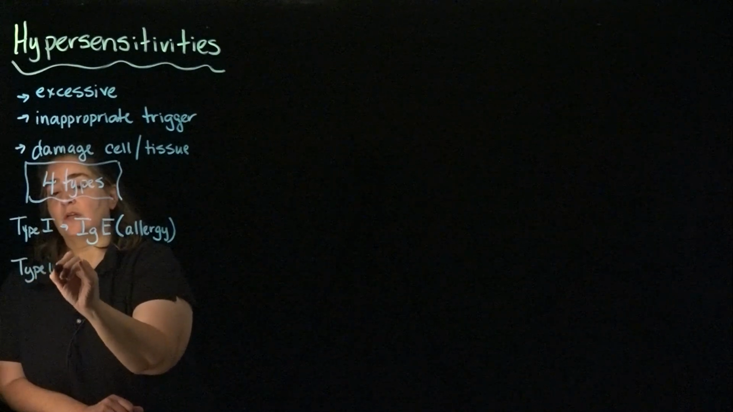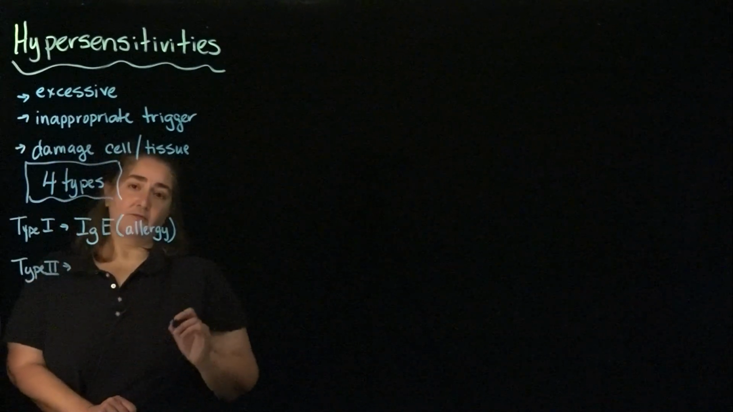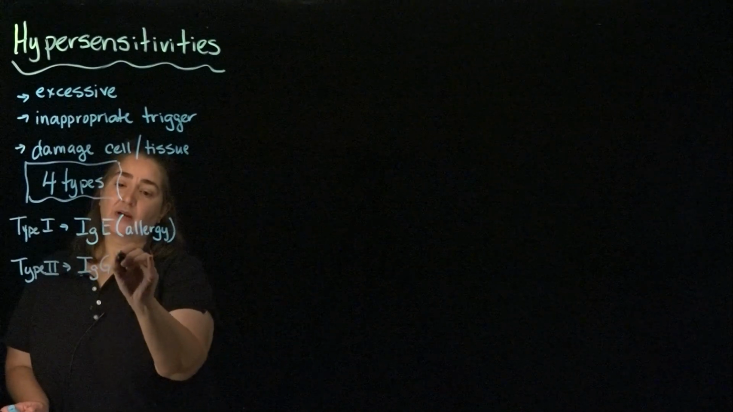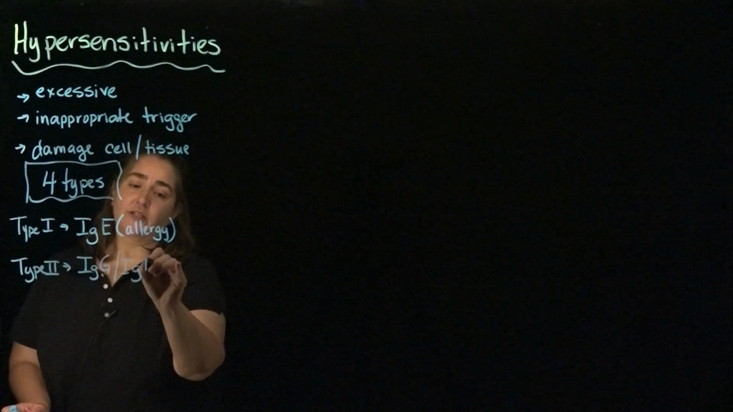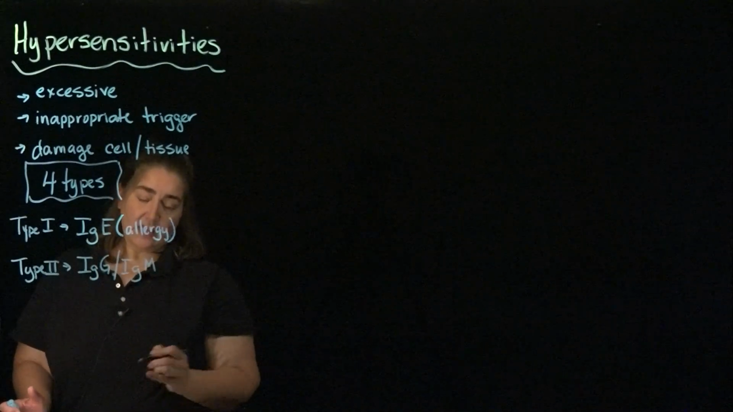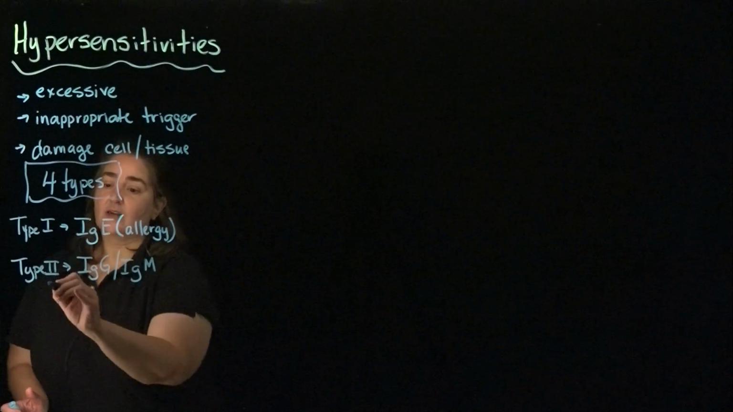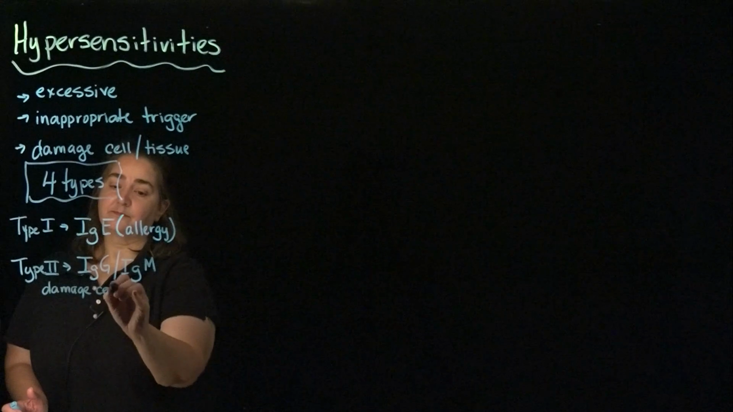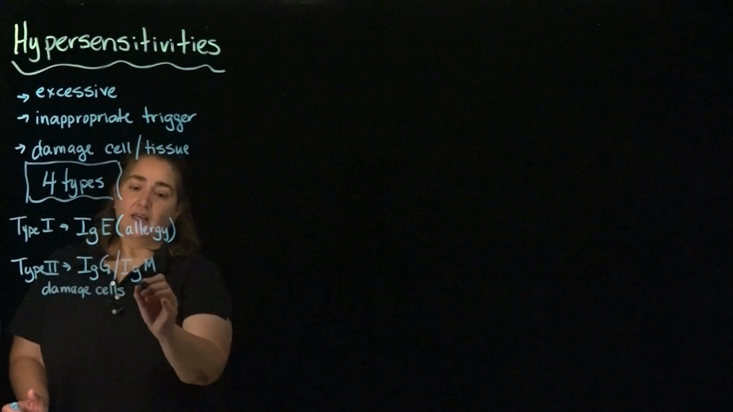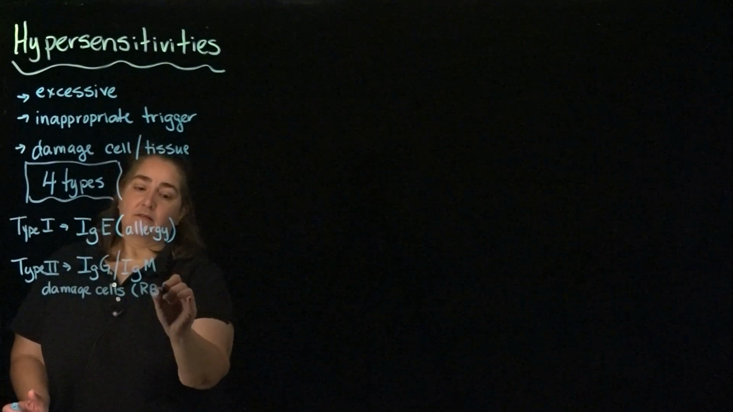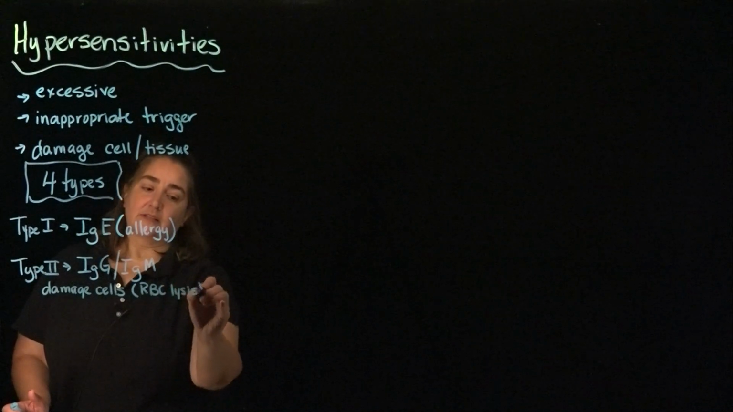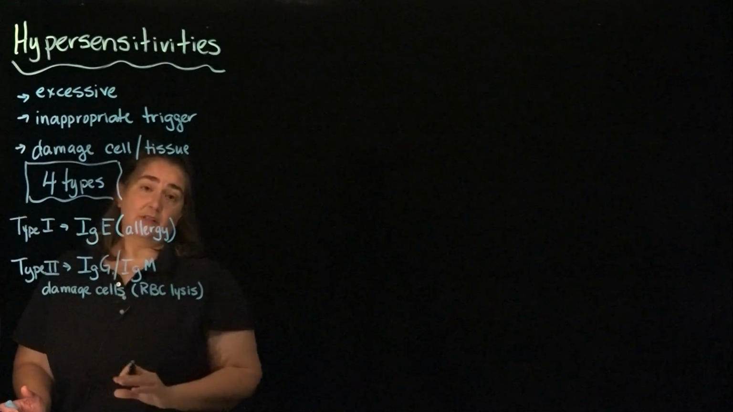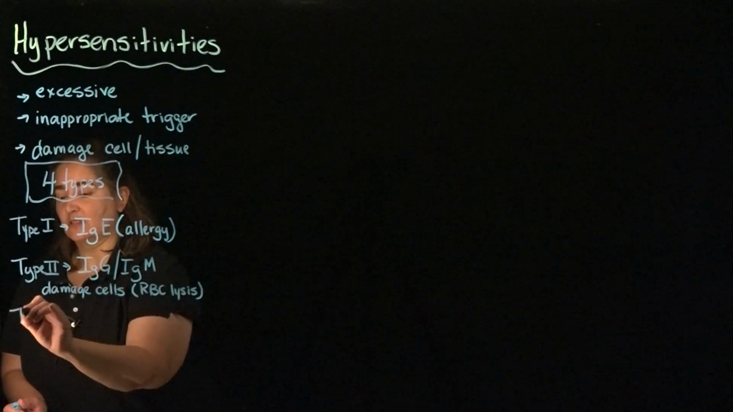Type 2 hypersensitivity involves different antibodies. It's either mediated by IgG or IgM, okay? And in this case, we're talking about damage to cells that happens. Red blood cell lysis with an incorrect blood transfusion would be an example of a type 2 hypersensitivity.